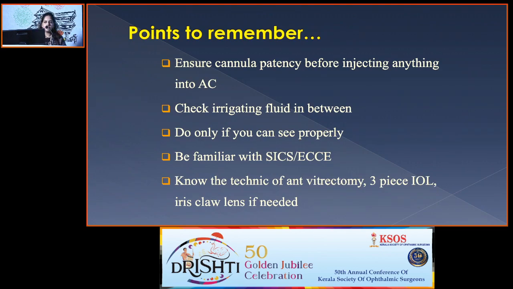The important points to remember: ensure the cannula patency before injecting anything into the anterior chamber. Always check the irrigation fluid in between. Do it only if you can see properly. Be familiar with SICS or ECCE. Know the technique of anterior vitrectomy, 3-piece IOL and iris claw lens if needed.